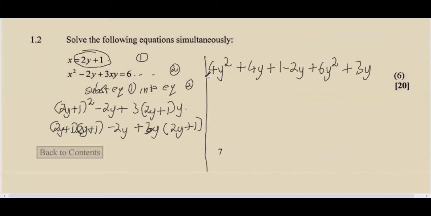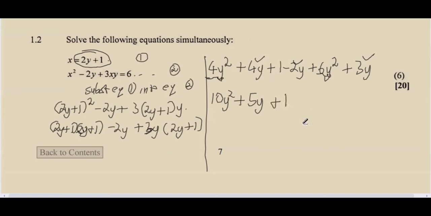Now collecting like terms, we can see it's this and that, also this and that and this, right? So what's 4y squared plus 6y squared? That's 10y squared, right? And then we have 4 minus 2, that's 2 plus 3, that's 5. So we have 5y. And then here we have only this 1 here. So plus 1.